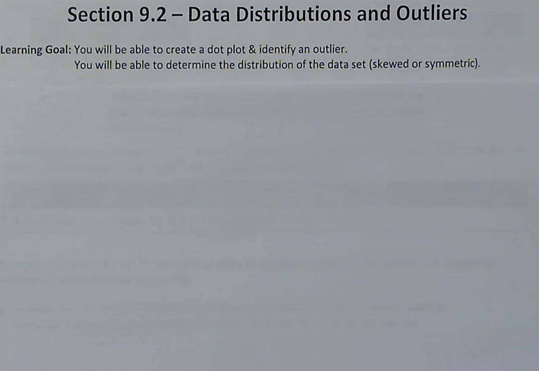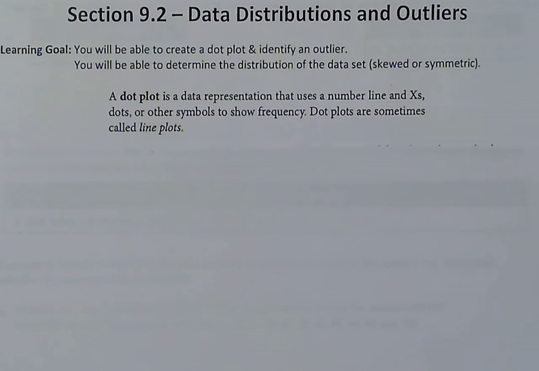For today's lesson, we're going to be taking a look at section 9.2, which is going to deal with data distributions and outliers. So for today's lesson, we have two learning goals. Our first learning goal is that you will be able to create a dot plot and identify an outlier. And then lastly, you will be able to determine the distribution of a data set, whether it is skewed to the right or to the left, and then if it is symmetric. So that's going to be our two learning goals for today. And with that said, let's go ahead and get into our notes for today.